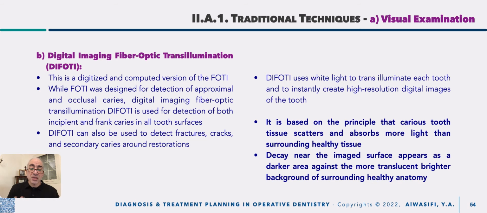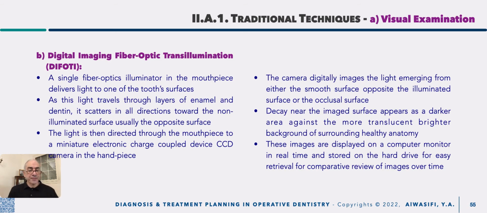It uses the same light of trans-illumination to trans-illuminate the tooth and instantly create a high-resolution digital image. This is based on the principle that carious tissue scatters and absorbs more light than surrounding healthy tissue. That's why decay near the imaged surface appears as a darker area against a more translucent healthy tissue or a brighter background of surrounding healthy anatomy. The device is just composed of a fiber optic illuminator in a mouthpiece that delivers light to one of the two surfaces.